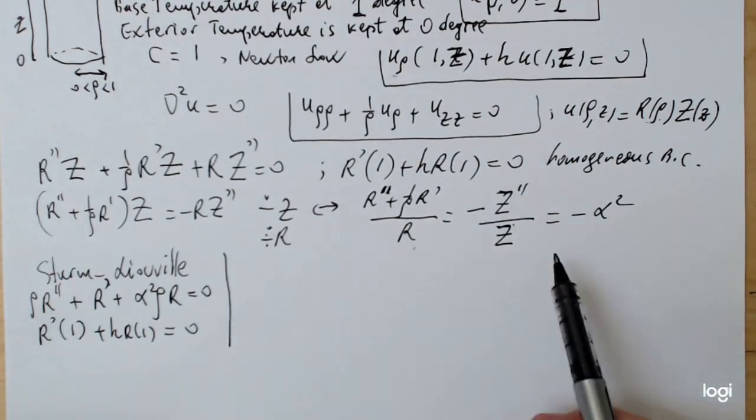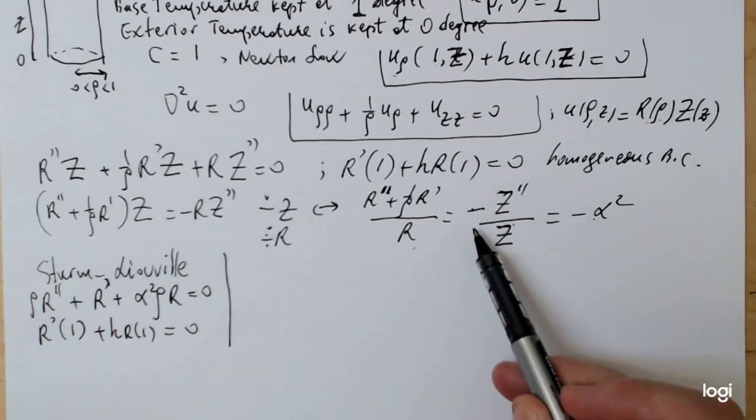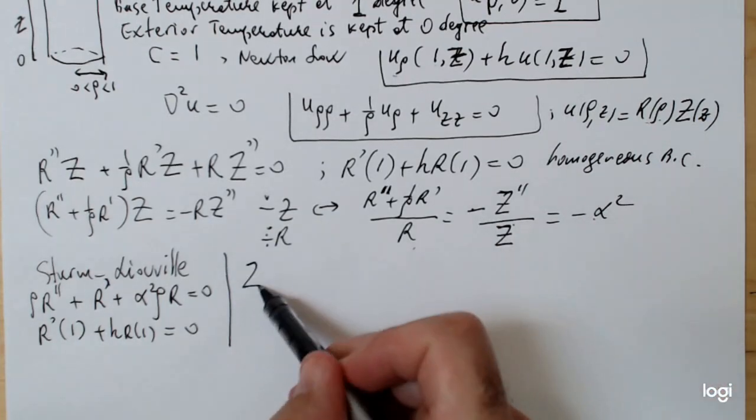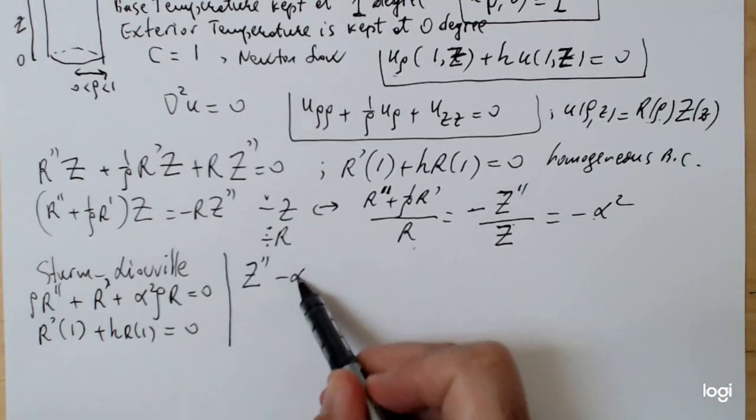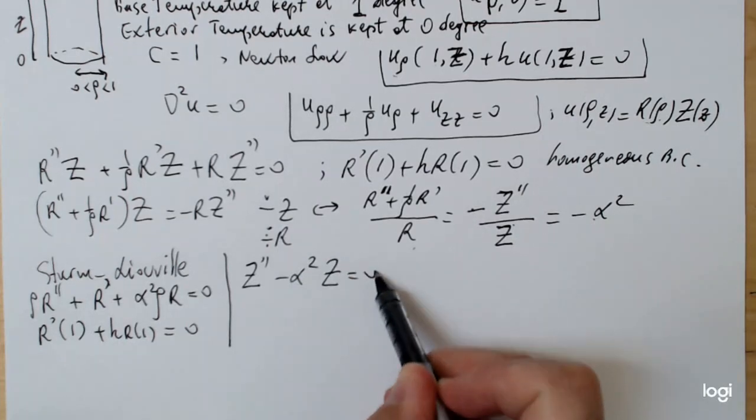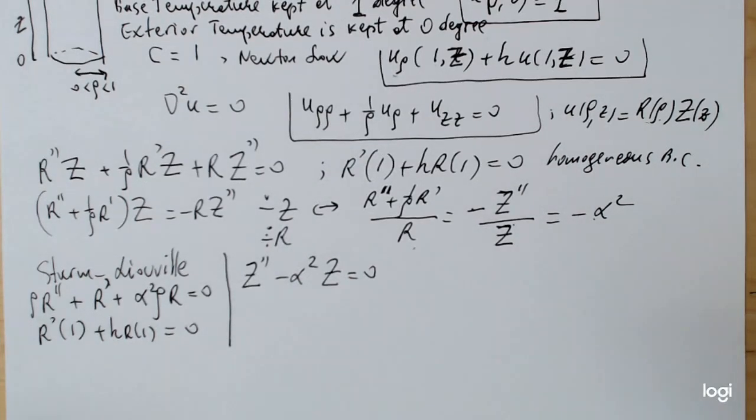And then the equation in Z, the minus cancels between them. So it will be big Z double prime minus alpha squared big Z equals 0, with no other conditions. So this will be solved for each eigenvalue found in the Sturm-Liouville problem.